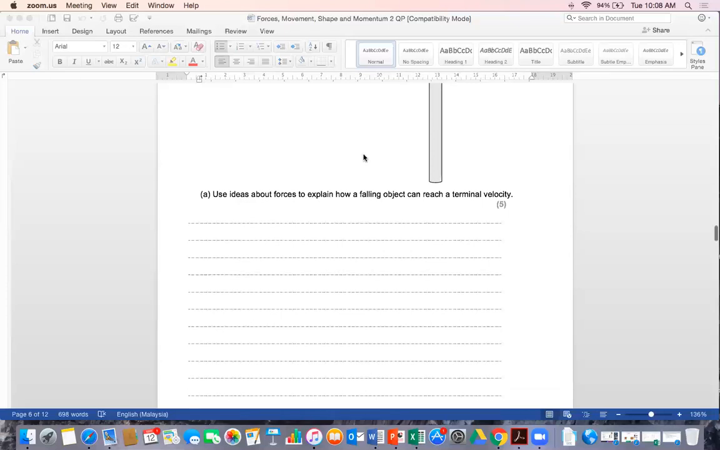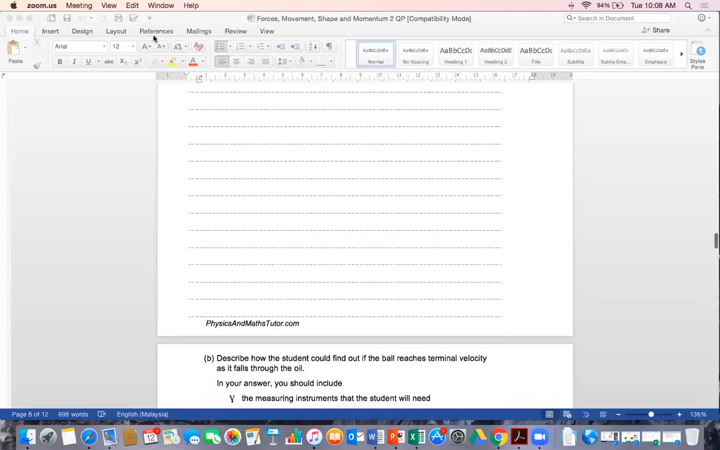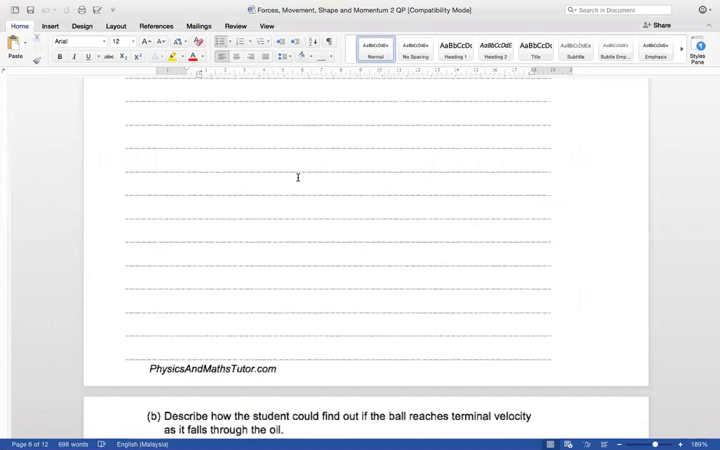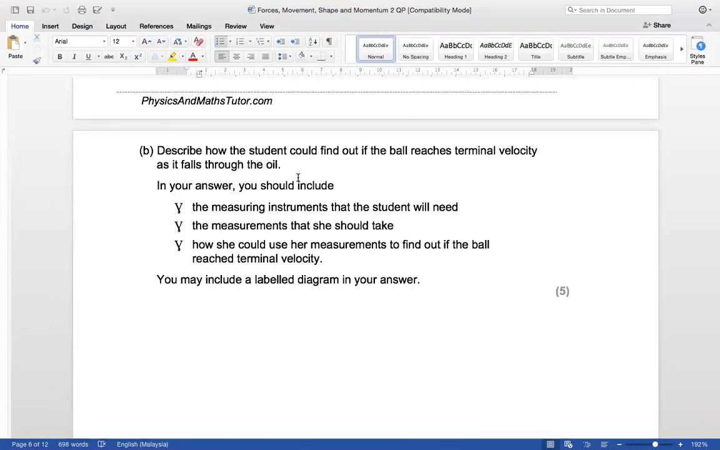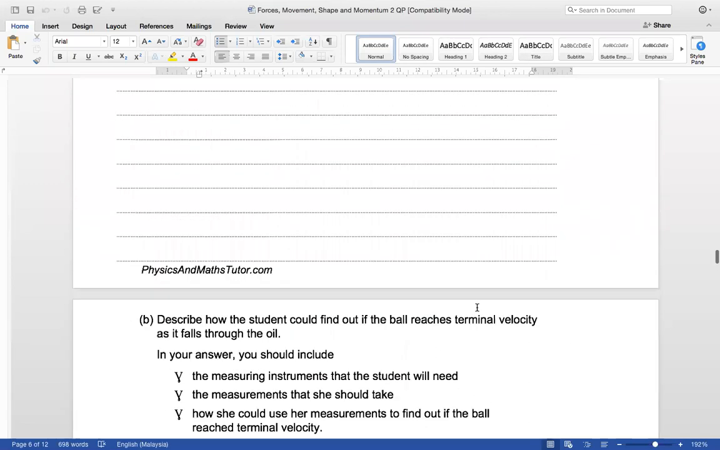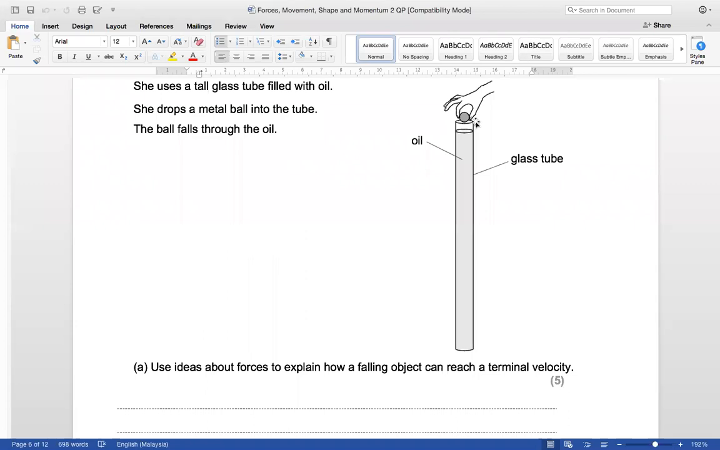Okay, let's continue. Next one. Describe how the student could find out if the ball reaches terminal velocity as it falls through the oil. In your answer, you should include the measuring instrument that the student will need, the measurement that she should take, how she could use her measurements to find out if the ball reached terminal velocity. You may include a labelled diagram in your answer. So now she's going to drop the ball into the tube of oil, and she wants to find out terminal velocity. So how does she do that?